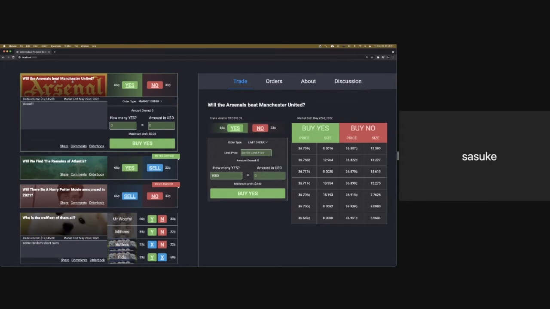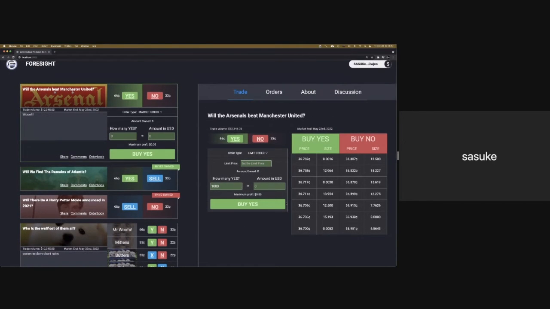You'll be able to place market orders, so you can do market making things. There's no special UI for market makers. They also use this.